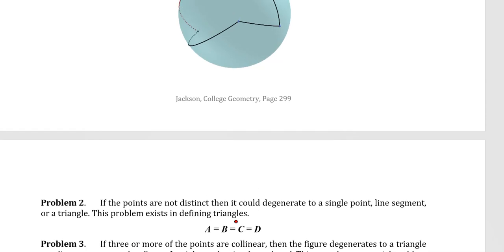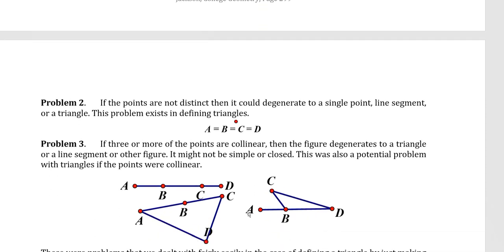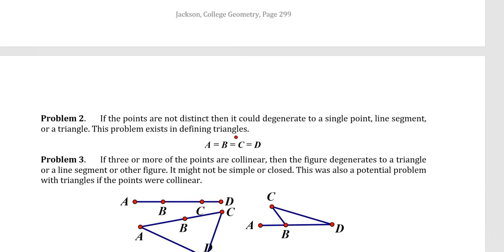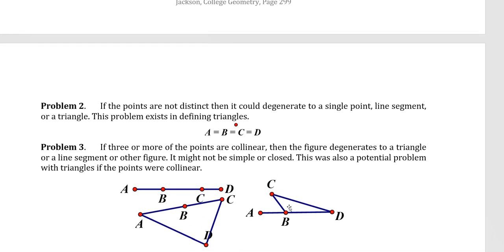Also, a problem that came up with triangles was if the points are not distinct, then it could degenerate to a single point or a line segment or a triangle. And that problem exists in defining triangles. Also, the same problem we have with triangles is if three or more of the points are collinear, then the figure degenerates to a triangle or a line segment or another figure. It might not be simple or closed. And this was a potential problem with triangles if the points were collinear.